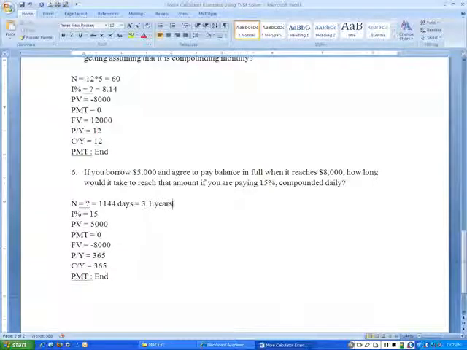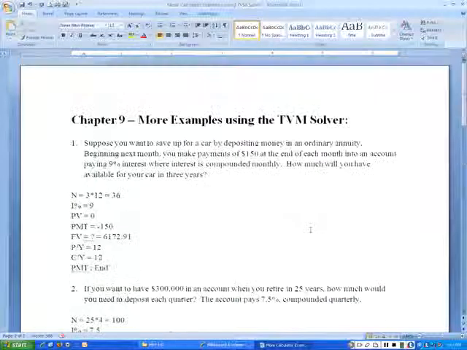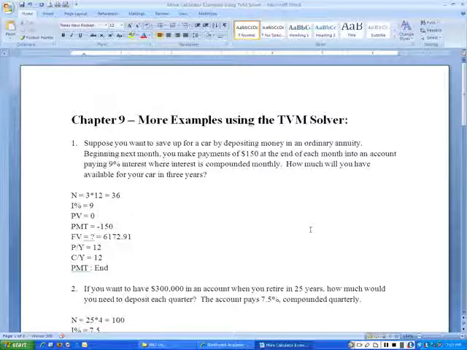So in about 3.1 years, your balance on that loan would go from $5,000 to $8,000 if you're paying 15% compounded daily. All right, so hopefully that helps you feel a little bit more comfortable using the TVM Solver on your calculator.